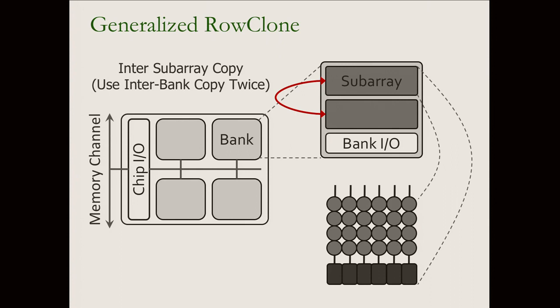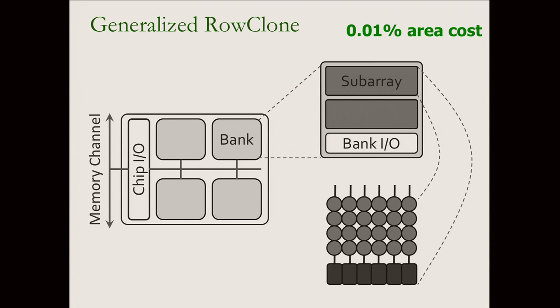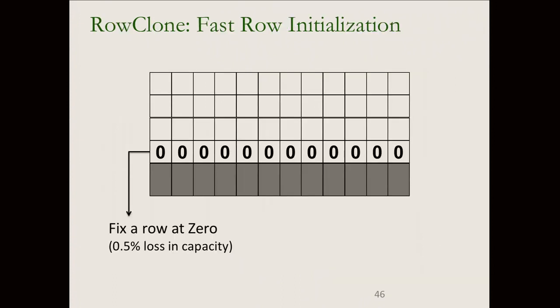So this solution is cumbersome, as you will see in the paper. It doesn't give you a lot of benefit in terms of latency, but it gives you some benefit in terms of energy, because data still stays on the DRAM chip. It doesn't go out to the memory channel. And the area cost is about 0.01% in the DRAM chip if you include all of that.